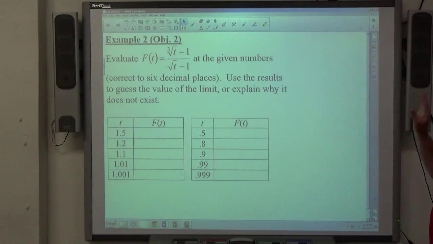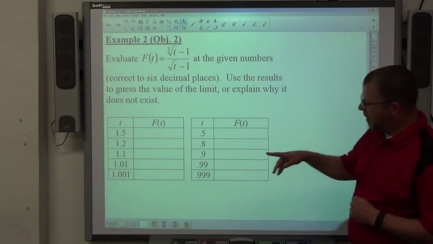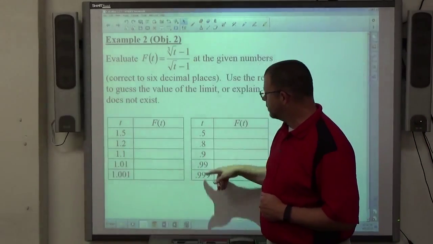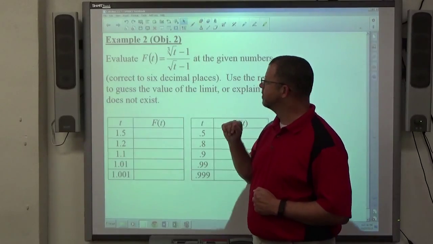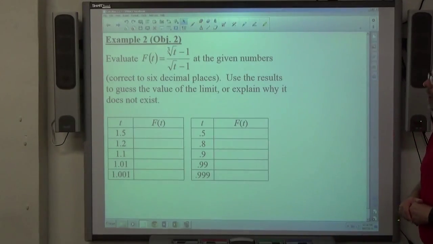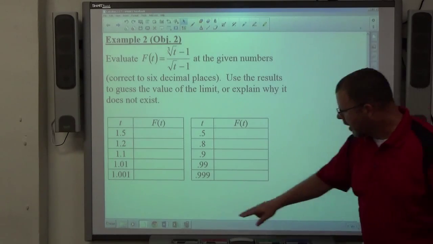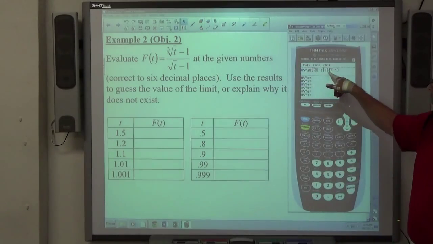Okay, example 2. This kind of goes back to some of the stuff we did in 2.1 where we picked numbers really close to 1 if we were trying to figure out stuff about 1. All right, so they want us to evaluate f of t equals the cube root of t minus 1 over the square root of t minus 1. I took the liberty of already entering this in my calculator.